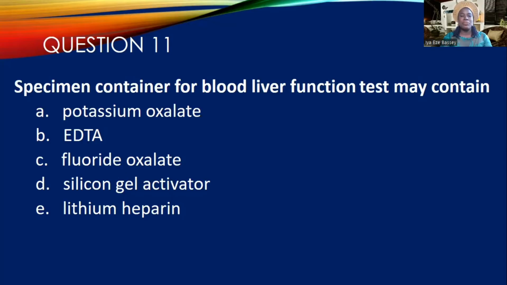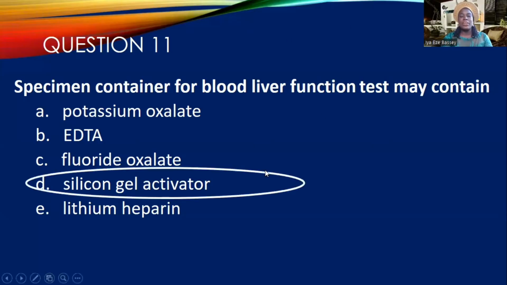Question number 11. Specimen containers for blood liver function tests may contain potassium oxalate. No, we want serum. So A, it's out of it. B, EDTA out. Fluoride out. Anything with anticoagulant is out. So your answer will be D, your silicone gel activator.